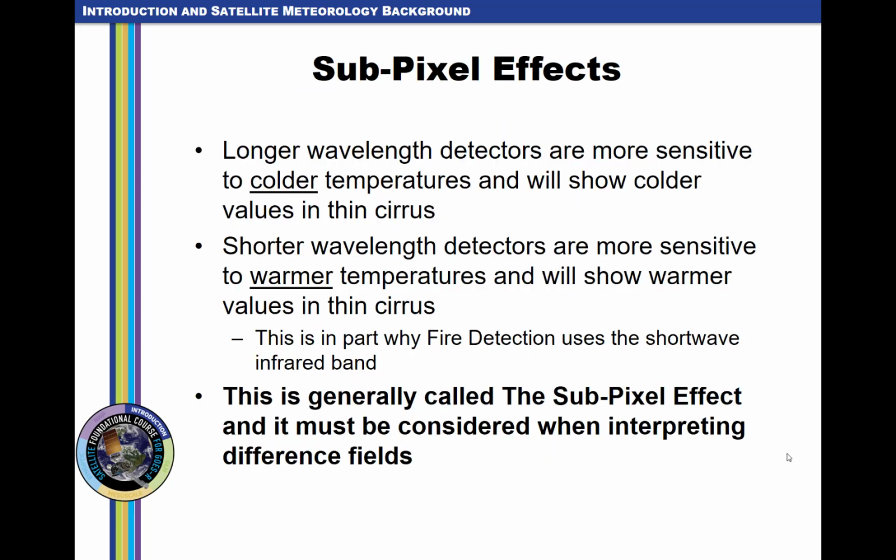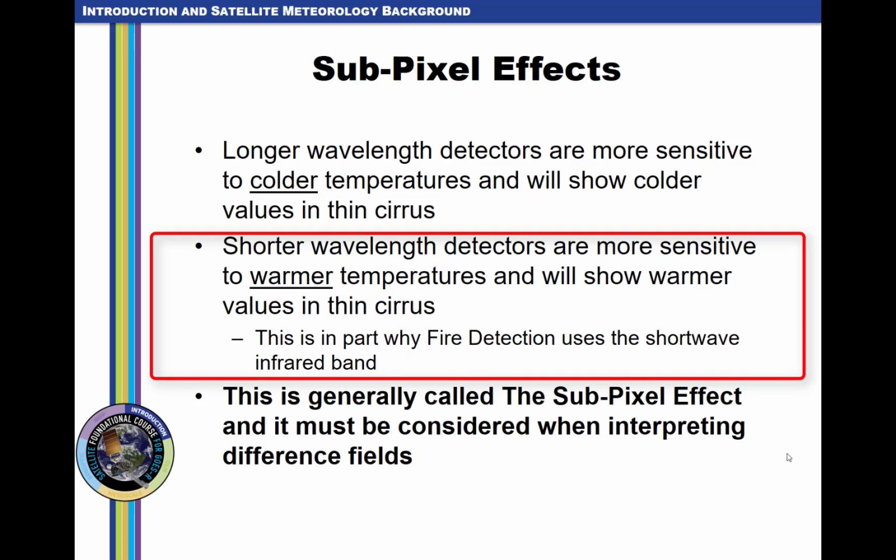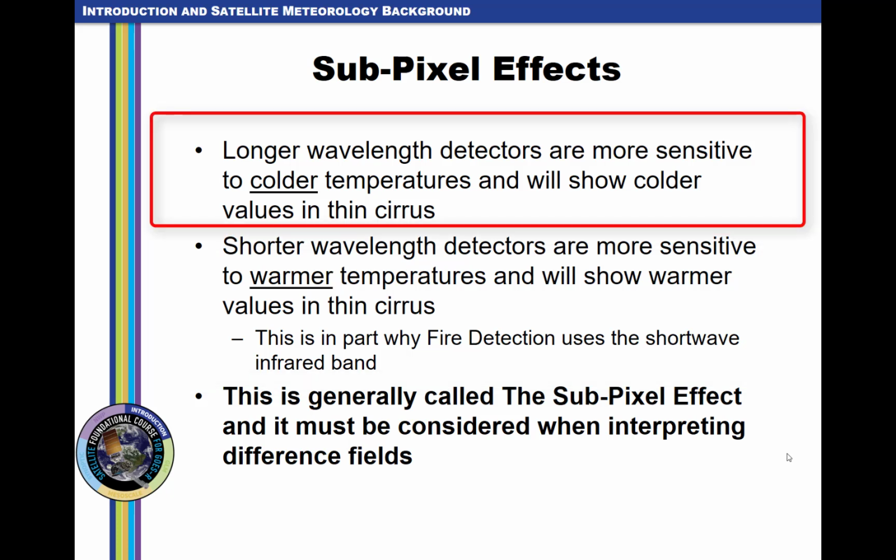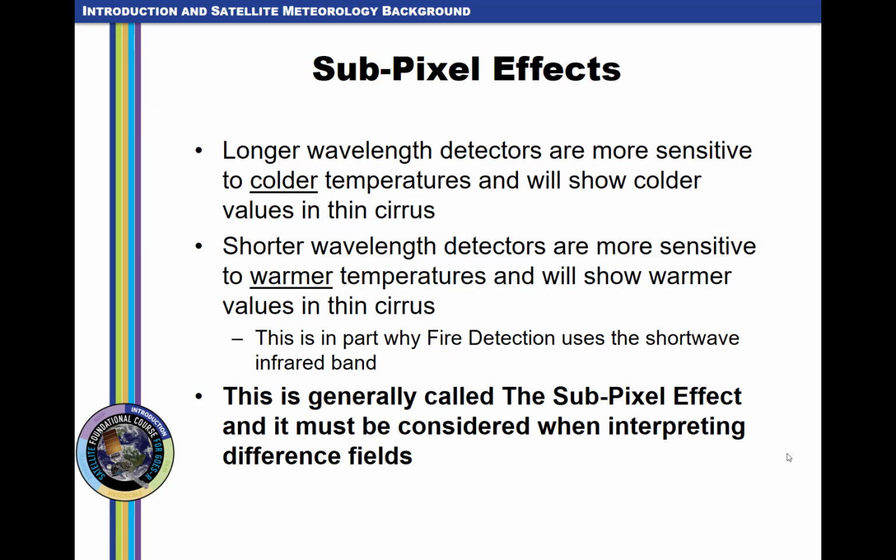There are also subpixel effects that must be considered in any brightness temperature difference field. There isn't really a subpixel effect in clear fields of view or in completely cloudy fields of view, but there is a big impact for partially clear fields of view. When a cloud does not completely fill a pixel, parts of the pixel will be filled with colder regions and parts will be filled with warmer regions. Shorter wavelength detectors are more sensitive to these warmer regions, and longer wavelength detectors are more sensitive to colder regions. This subpixel effect leads to differences in computed brightness temperatures in the ABI bands that are independent of gas absorption.